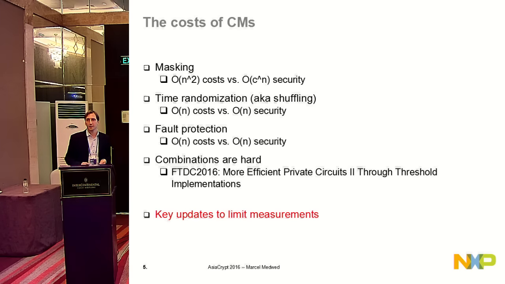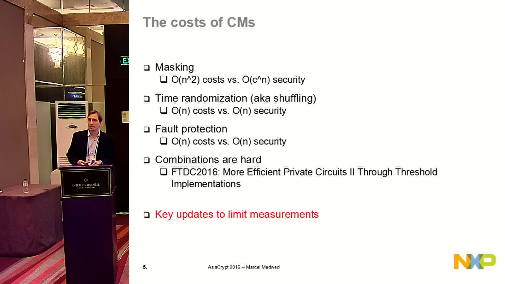Then we have time randomization, where both are linear, and then we also need fault protection. I don't discuss this in this talk, but our construction also gives advantages there. Also linear, and the real device must be protected against all of them. So you can basically multiply the costs of all of them, and that might be too much for a low-cost device, or it might be high in general.